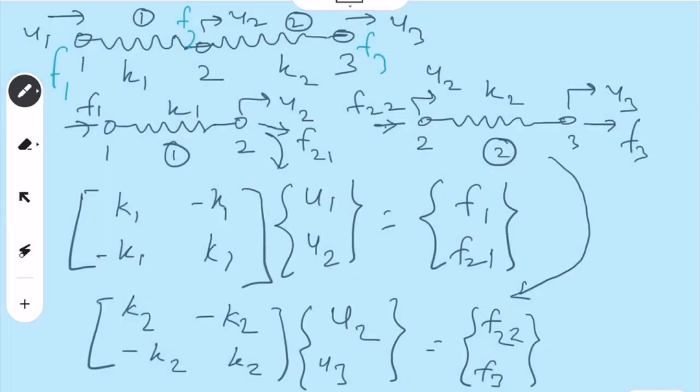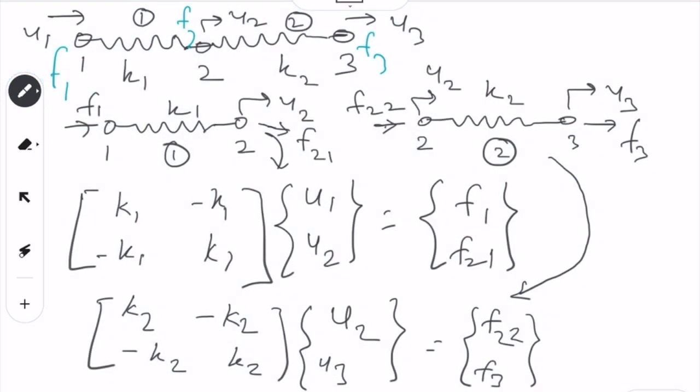So, let us see here, the last row is nothing but we are going to write this equation. Meaning that minus k2 multiplied by u2 plus k2 multiplied by u3 is equal to f3, that is what we are going to write. What is the coefficient of u1 here? u1 does not appear in this line, right.